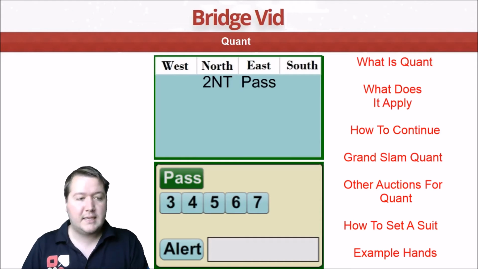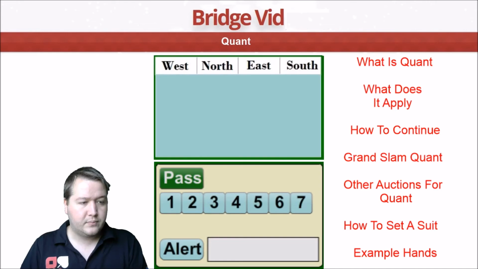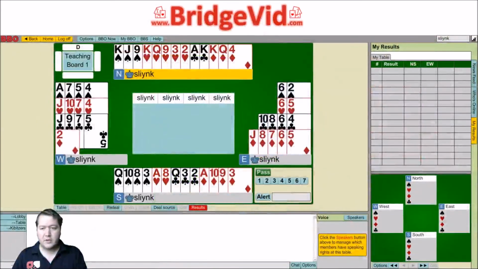We'll now look at some example hands. So we've got all the cards up here, but we're just looking at the north-south cards here. Now, north has 10, 12, 15, 17, 20, 21 points and a 5-card suit.